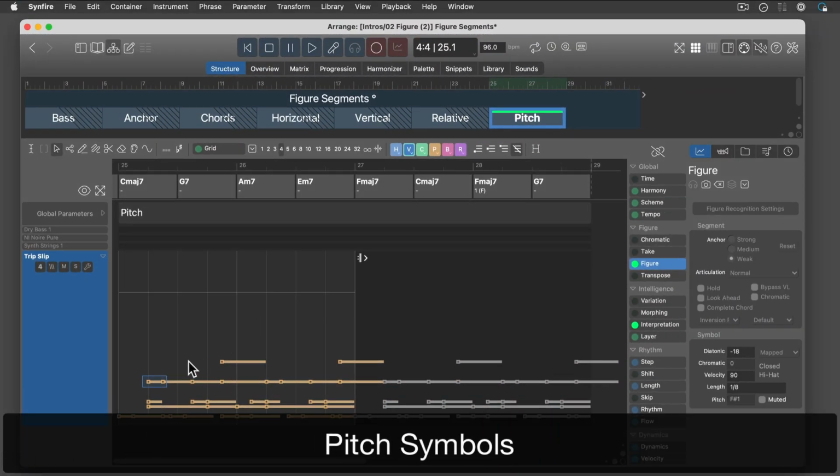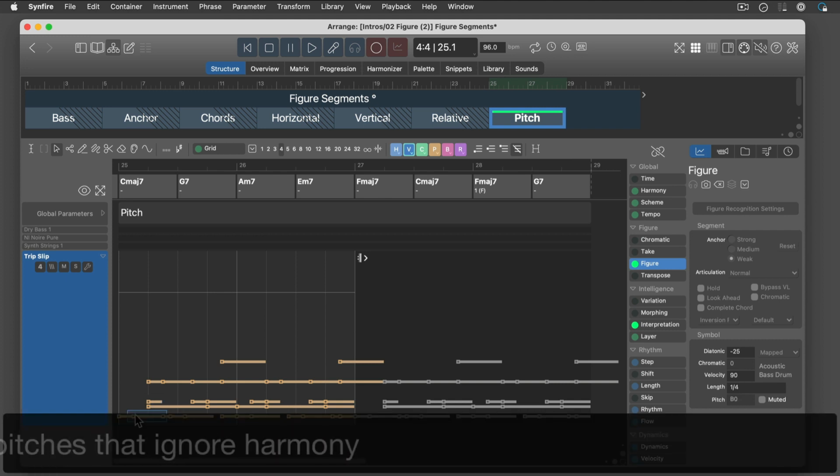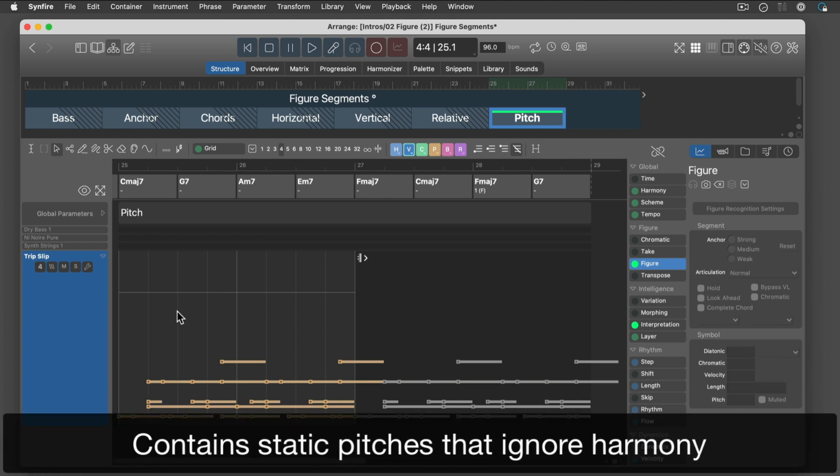The pitch symbol denotes MIDI notes directly. It completely ignores the harmony parameter. It is best for drums and other unpitched instruments.